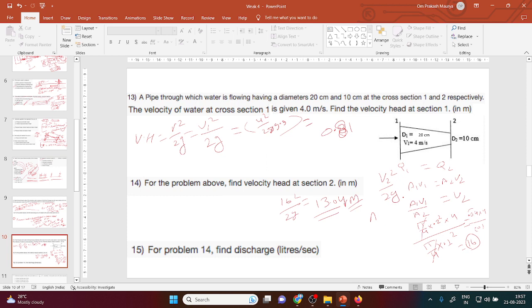Okay, now please find the solution for question number 15. Find the discharge in liter per second, not in meter cube per second. This is very basic, only unit conversion.